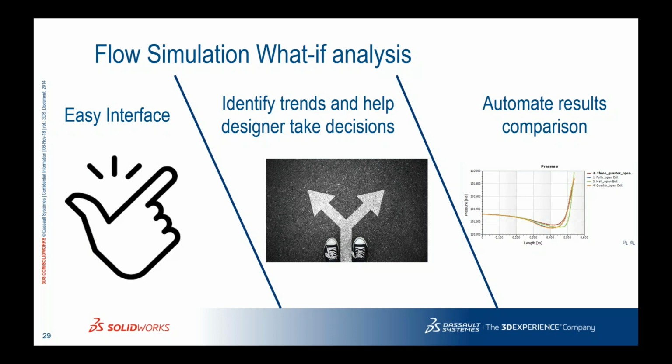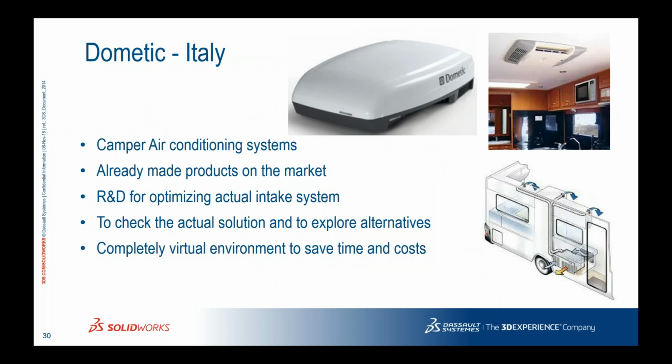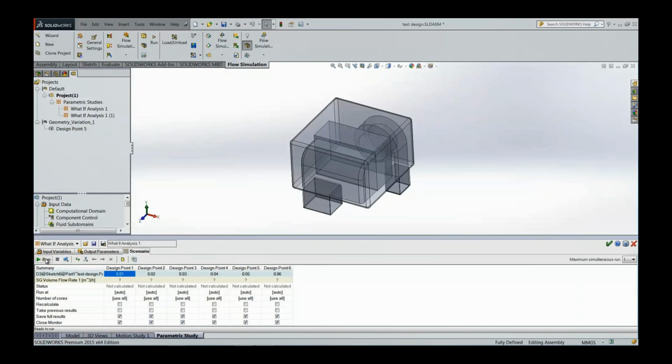And in this case, I would like to show that one of our customers in Italy, Dometic, has used this kind of approach for dealing with this kind of project. They are producing air conditioning systems for campers. And in this case, they have used the what-if scenario to explore the alternatives of an actual solution. So there was already a product on the market, and they intended to optimize that product. So in this case, I can show you this video, and I can talk about what they've done.